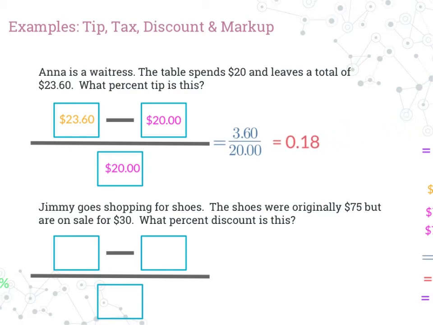Then I need to make that a percent because, again, I don't want decimal change. I want percent of change. So I'm going to either move my decimal 2 places to the right or I'm going to multiply by 100. And when I do that, I'm going to get 18%.